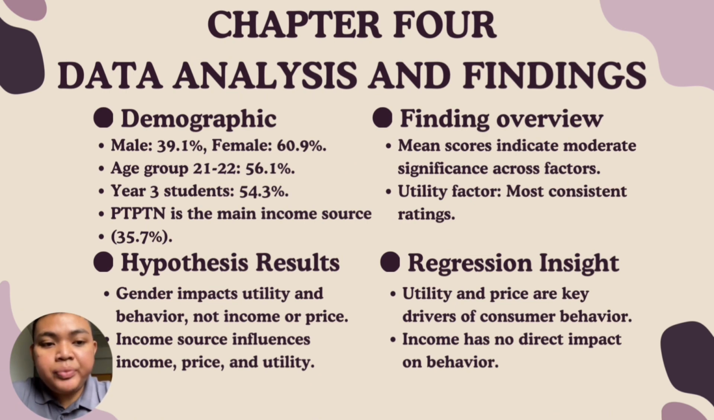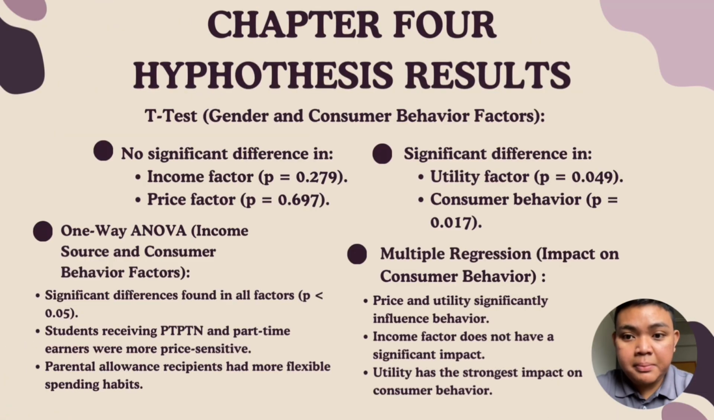Standard deviation. Utility factor had a smaller variation, standard deviation equal to 0.625, indicating consistent rating. Consumer behavior had a higher variation, standard deviation equal to 0.668, showing slightly more diverse opinions among students. The consistency in utility factor ratings highlights its perceived importance among respondents, while variation in consumer behavior suggests different perspectives on spending habit.